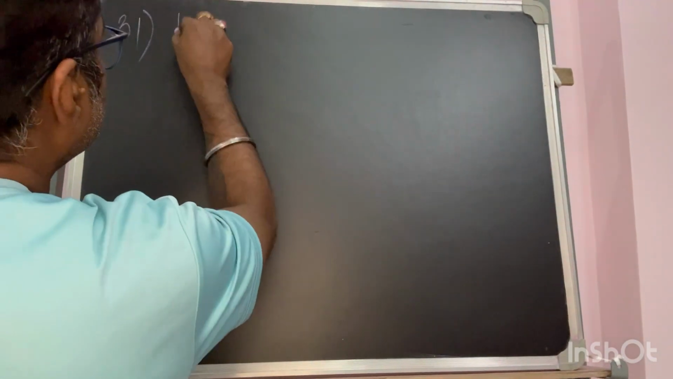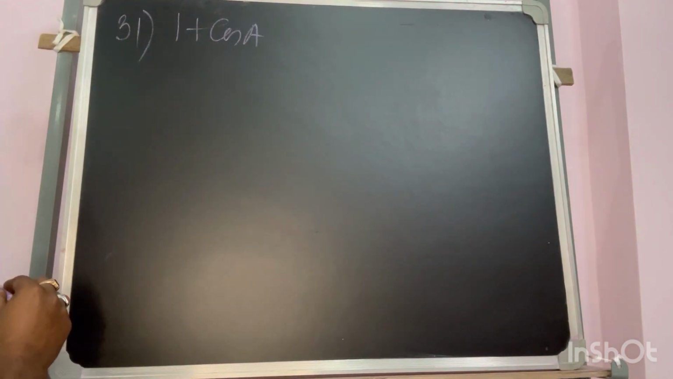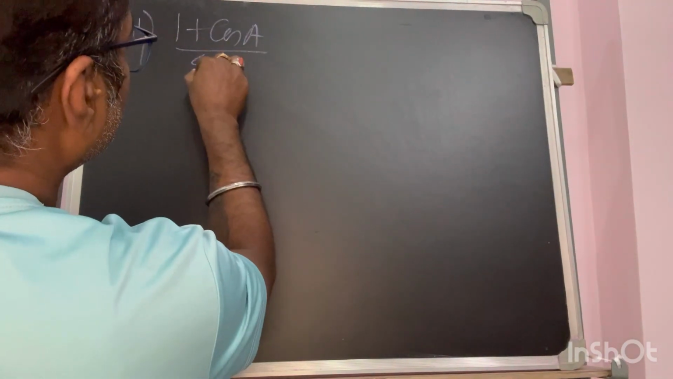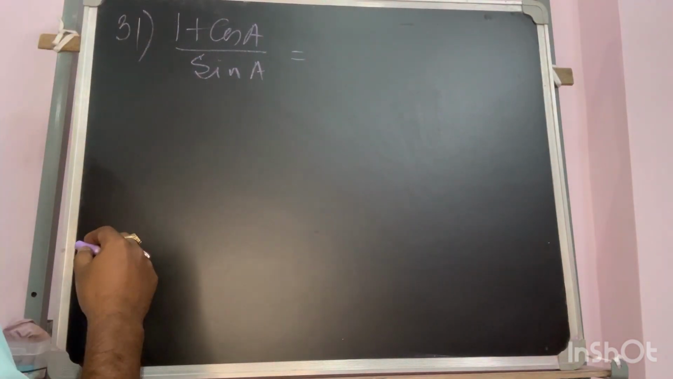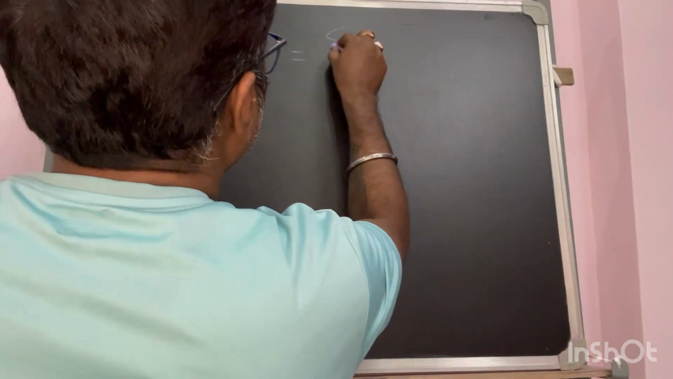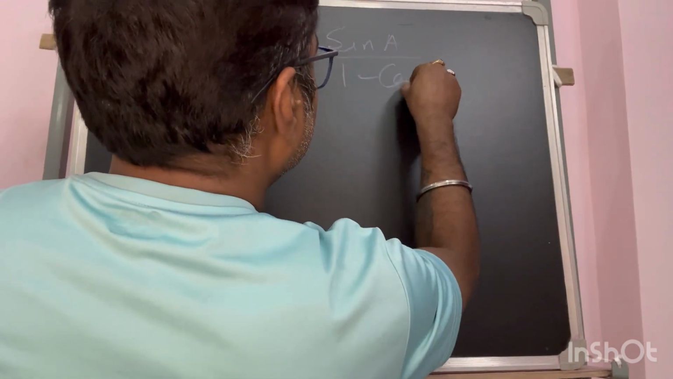1 plus cos A upon sin A has to be equal to sin A by 1 minus cos A. Okay.